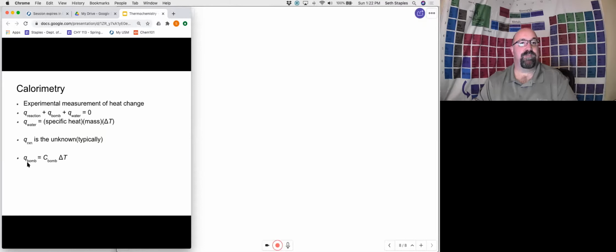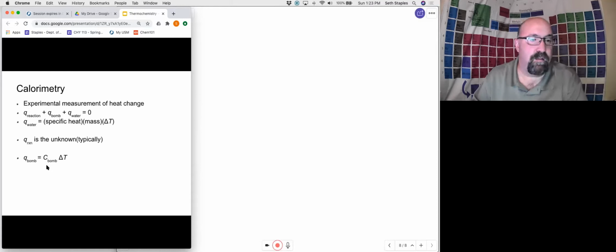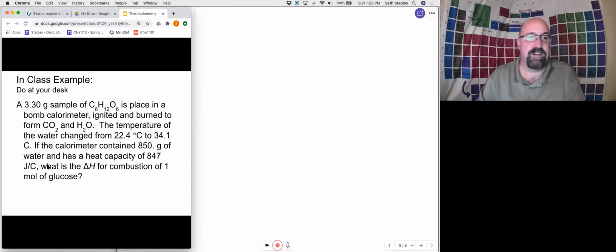To find the energy absorbed by the bomb, we just take the specific heat of the bomb times our temperature change. So that's a simple addition: instead of just looking at the heat absorbed by the water, we're also going to look at the amount of heat absorbed by the bomb. So let's look at an example.